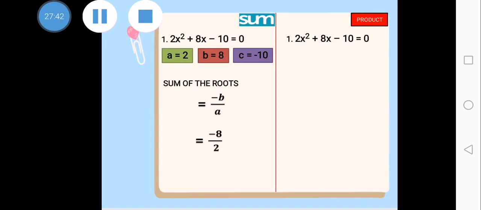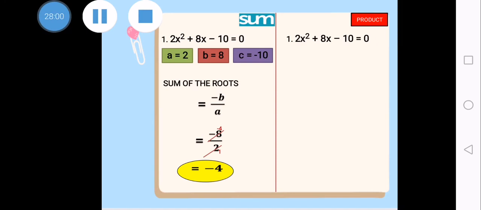And then, reduce natin. 8 over 2. So, ang sum of the roots po natin ay negative 4. Diba? Napakasimple, kaysa tayo ay mag-addition pa. Pero ganun din naman ang lalabas na result.